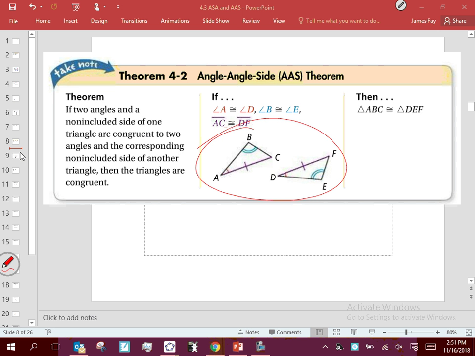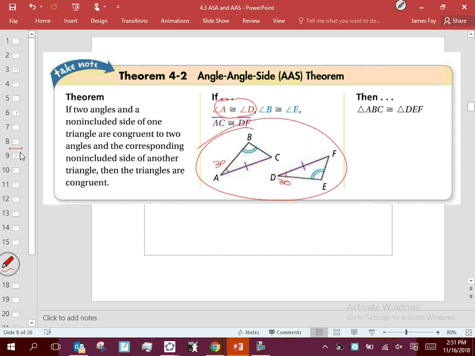Angle C and angle F congruent is not given. Why not? Because it's not written up there. Why is it not written up there? Because you already have the two angles that are congruent, and the third angle has to add to 180. Absolutely. So if I have angle A as 30 degrees, what's angle D? 30 degrees, right? A and D have to be congruent.